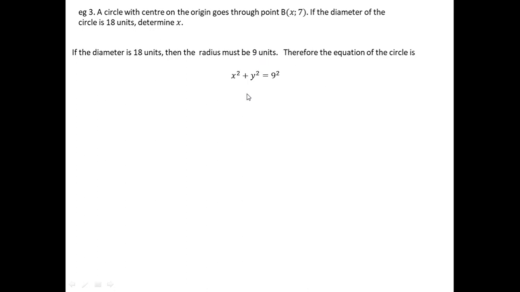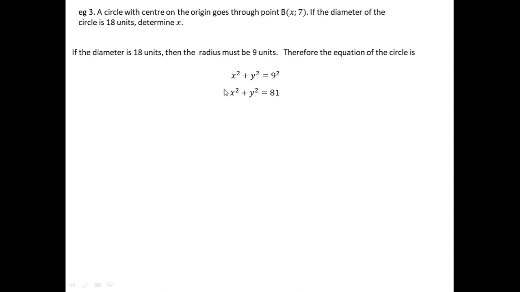Oh, look, it's Superman. Moving steadily along. A third example. A circle with a center on the origin goes through point B. If the diameter of the circle is 18 units, determine the value of x. Well, our equation calls for radius squared. So first, we've got to work out what the radius is. If the diameter is 18, that means the radius is 9. That means the equation of the circle is going to be this. x squared plus y squared equals 9 squared. Of course, 9 squared is 81.